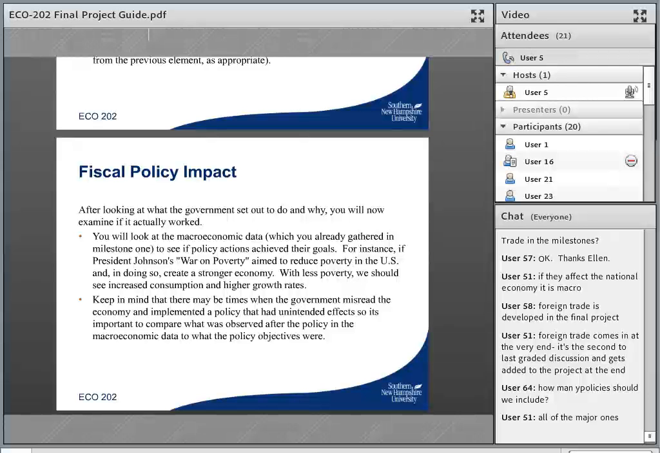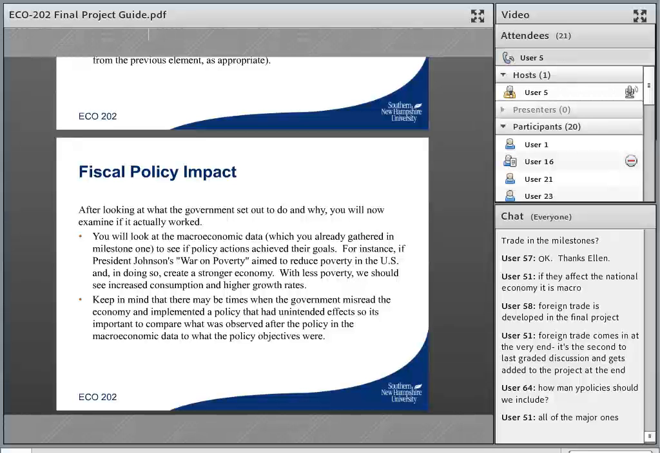But you're going to look at the fiscal policy impact. So what that means is the government took this action. What was the impact it had on the actual economy? How did it affect the economy overall? And how did it affect households and businesses within the economy?